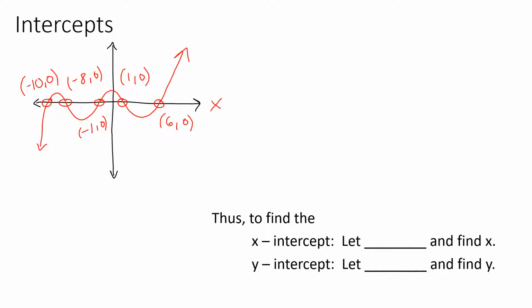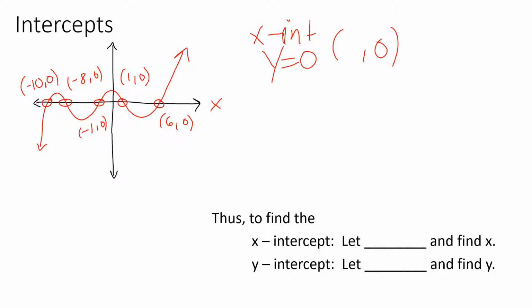Either way, all of those x-intercepts have one thing in common, and what they have in common is that the y-coordinate equals 0. So that's a key idea here: when we're talking about x-intercepts, the y-coordinate is 0. So that means that any ordered pair that is an x-intercept must be something comma 0.